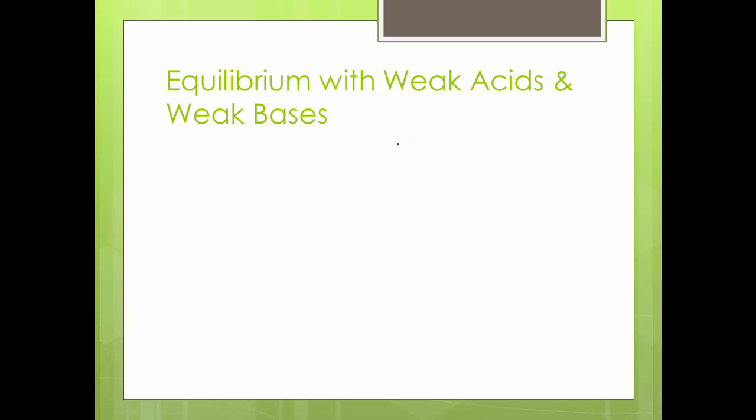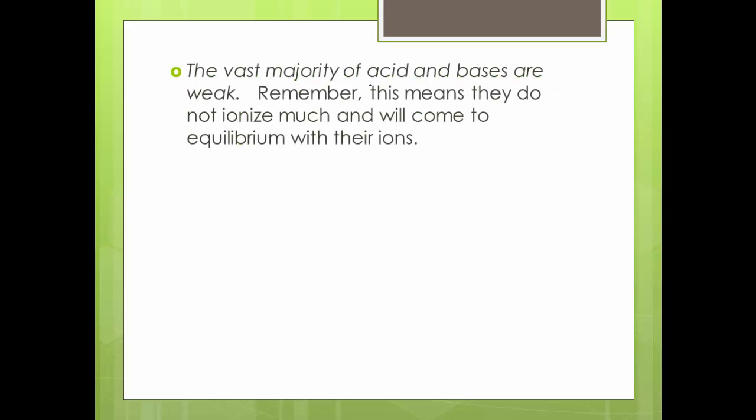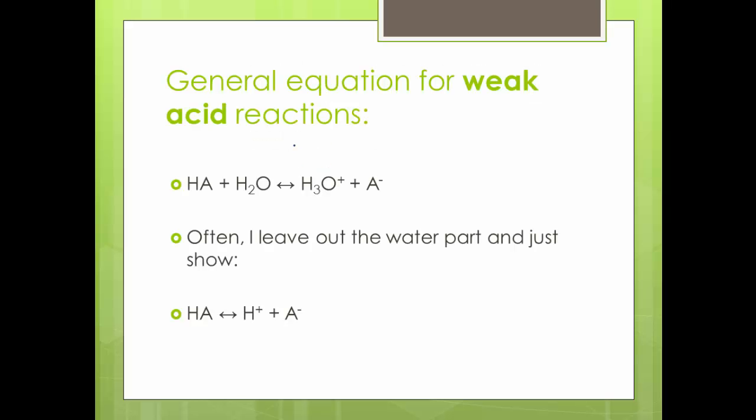Today we're going to be talking about equilibrium with acids and bases. The first thing to understand before we get into this is to remember that the vast majority of acids and bases are weak. We have a very short list of strong acids and bases. Anything else is a weak acid or base. What this means is that they do not ionize much and will eventually come to equilibrium with their ions.